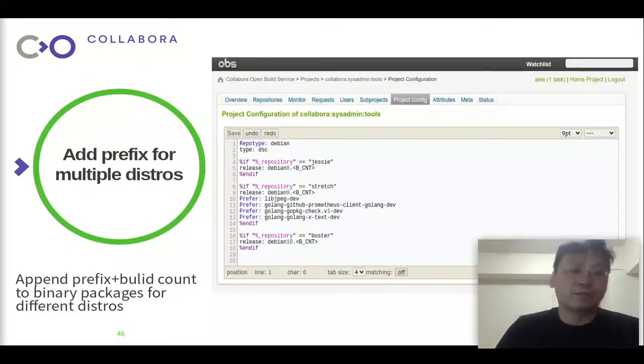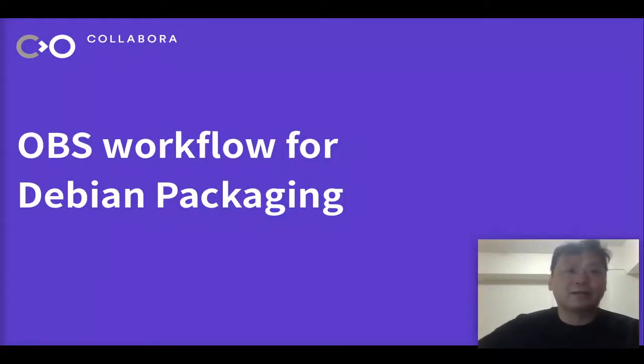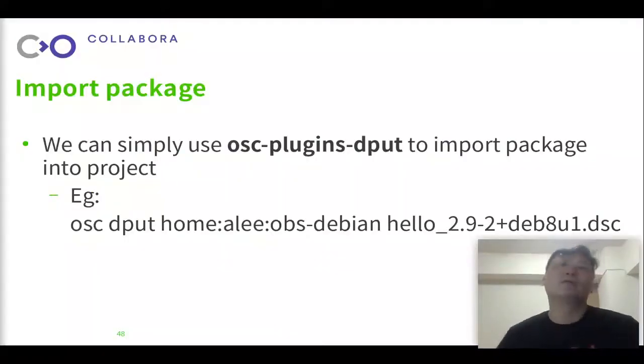So now we have the project configured properly already, and let's see the OBS workflow for Debian packaging. Developers always love the command line tools, so you can install osc-plugin-dput package in Debian. Once you get that installed, you can use the osc dput command. I use this command to upload the hello package into the project I created on OBS.